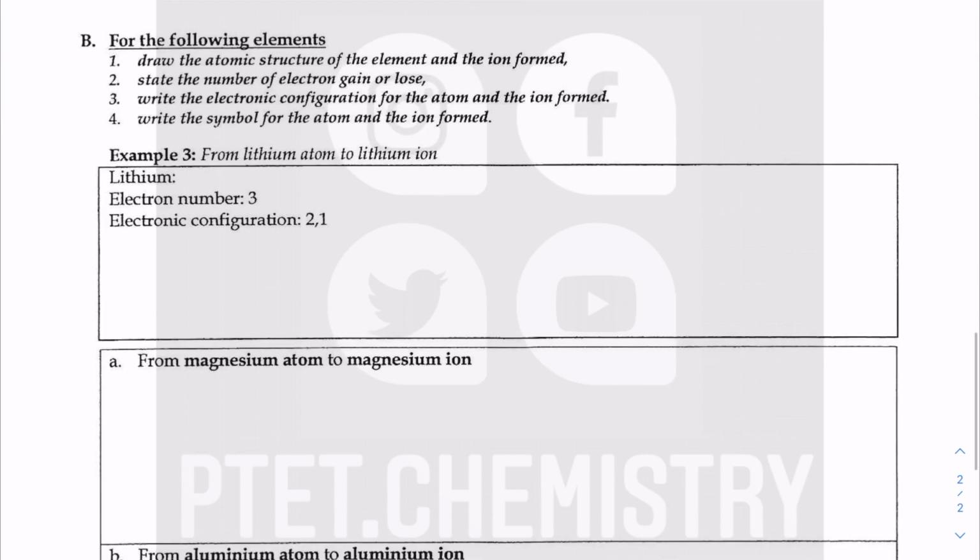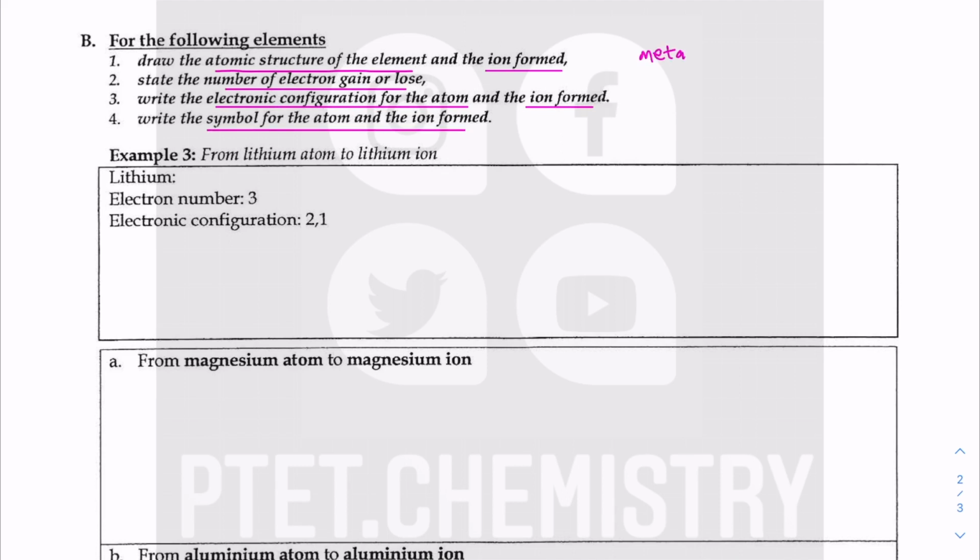What do they want you to do? They want you to draw the atom structure and then the ion form. They want you to state how many electrons are gained or lost. They want you to write electronic configuration for the atom as well as the ion form, and then write the symbol for the atom and the ion form.